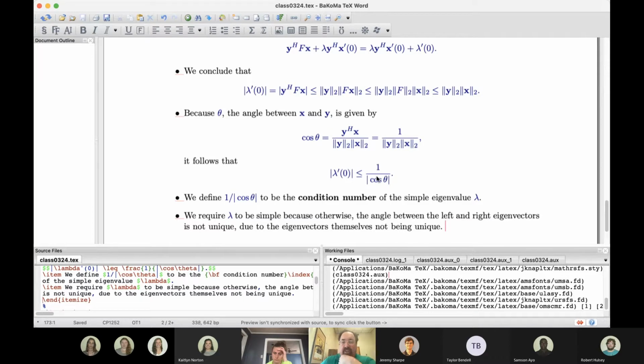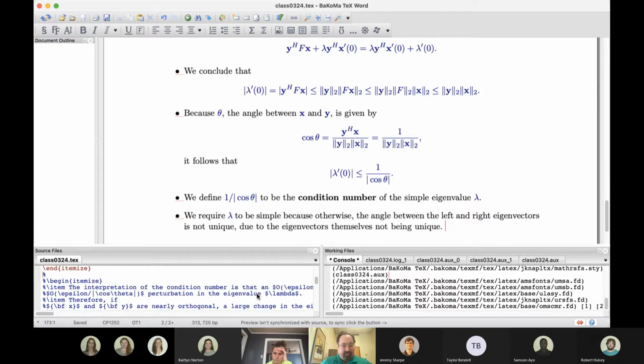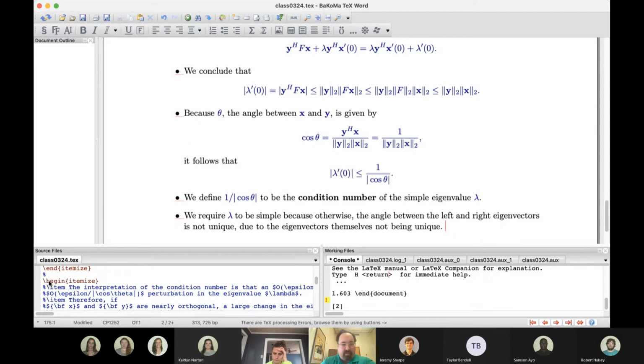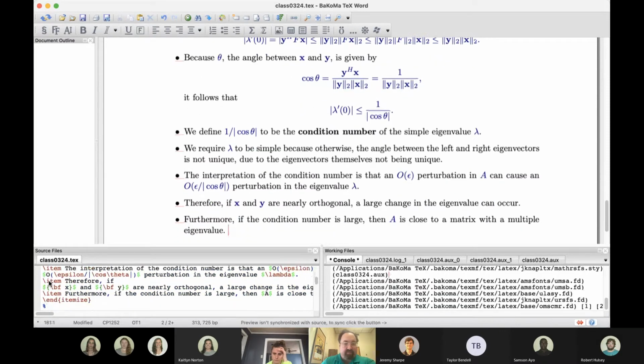But it only applies for simple eigenvalues, because if you have a repeated eigenvalue, you could have multiple left and right eigenvectors, and so the angle between them is not well defined. You can have many different angles. So what we can say, more precisely, is if you have an order epsilon perturbation in A, then that causes an order epsilon over cosine theta perturbation in the eigenvalue. So it's still order epsilon, but it could be a large constant times epsilon if this angle is nearly 90 degrees or pi over 2.